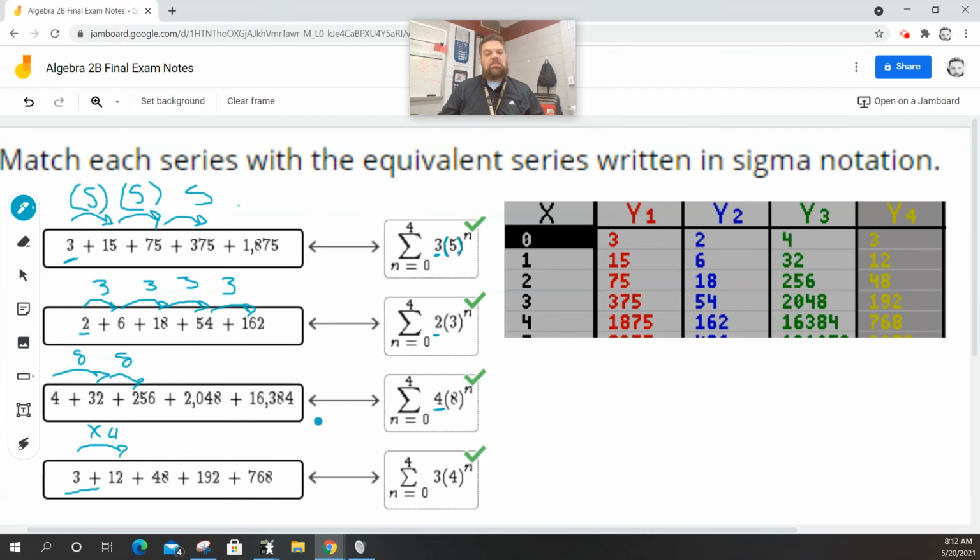So you could do it in a calculator, or you could just figure it out by hand by figuring out what your initial condition is and what the common ratio is. I said rate. I get confused because I just did a rate problem. So for a geometric series, it's called a common ratio. Okay? I hope that helps.